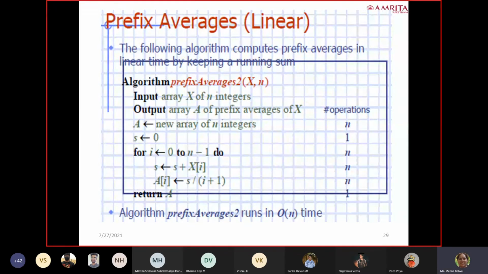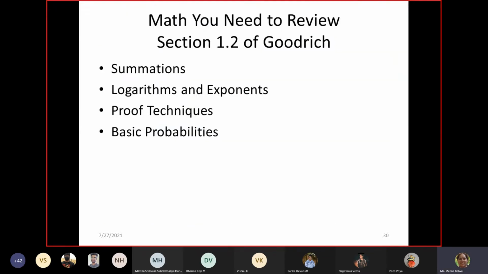Now in this course, we require some mathematics as well. I have written here specifically that you need to review section 1.2 of your textbook, Goodrich. That much math you need. If you read that, that is more than enough actually. The math is about summations and some rules, such as the sum of the first n natural numbers, or if it is a geometric progression, what is the sum of that. You should go through all those things. And then you should also go through logarithmic and exponential techniques, and you must understand basic probability.